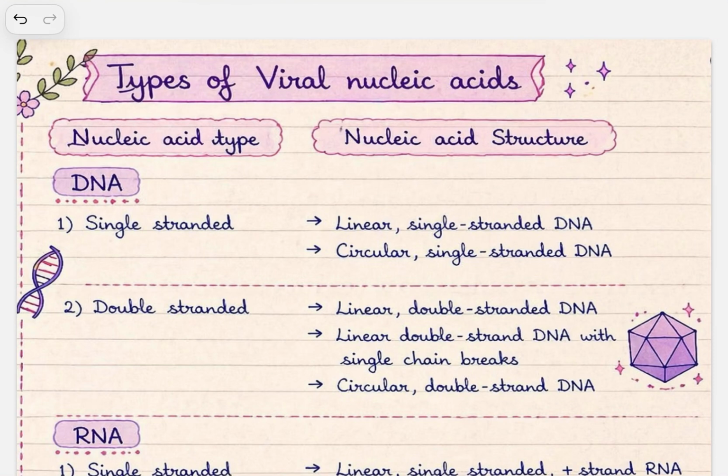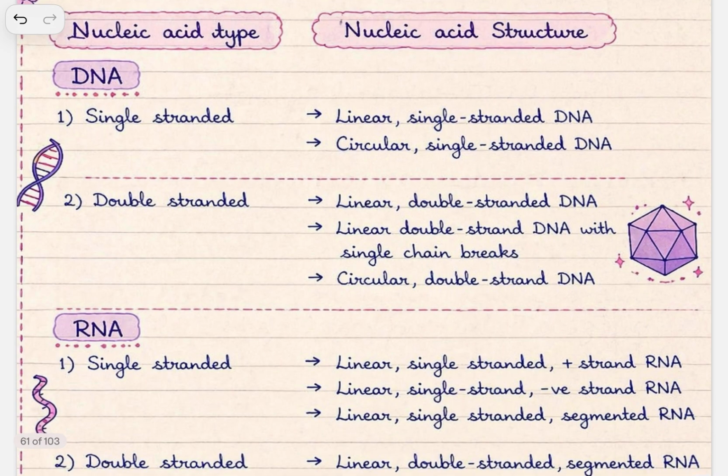So let's start with types of viral nucleic acids. Viral nucleic acids can be DNA or RNA. DNA can be single stranded with linear or circular structure, and double stranded DNA can be linear with single chain break or circular.